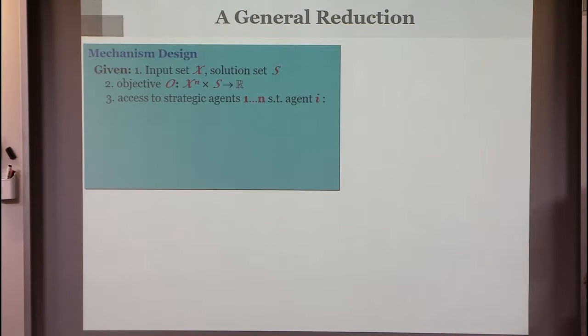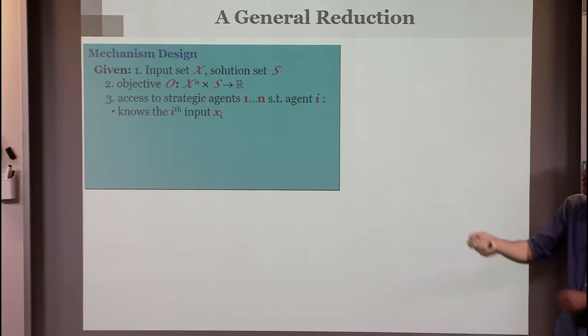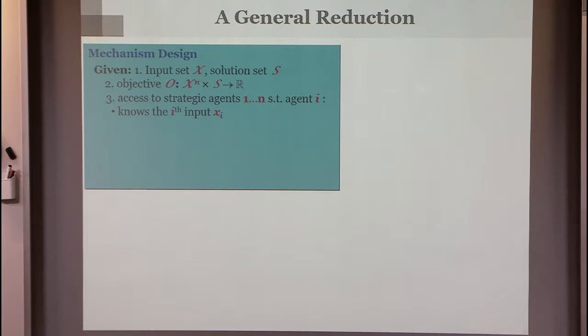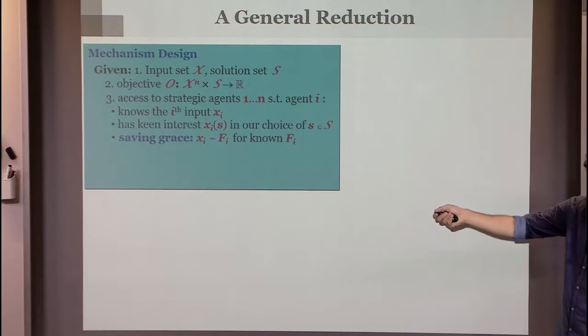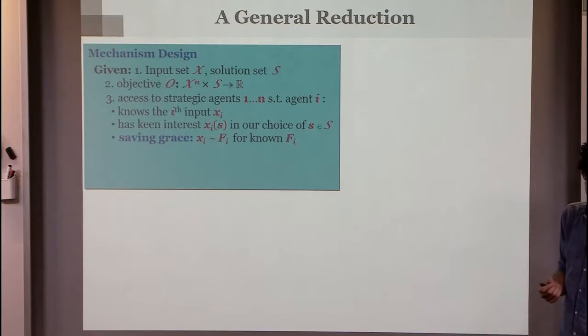This is going to be a mechanism design problem. So I'm not going to have the inputs directly, but I'm going to have access to strategic agents, 1 through n, such that each agent i knows the realization of the ith input. But this is private to him, and I don't know it. I'm going to have a distribution from which that input is drawn. So that makes the setting Bayesian.